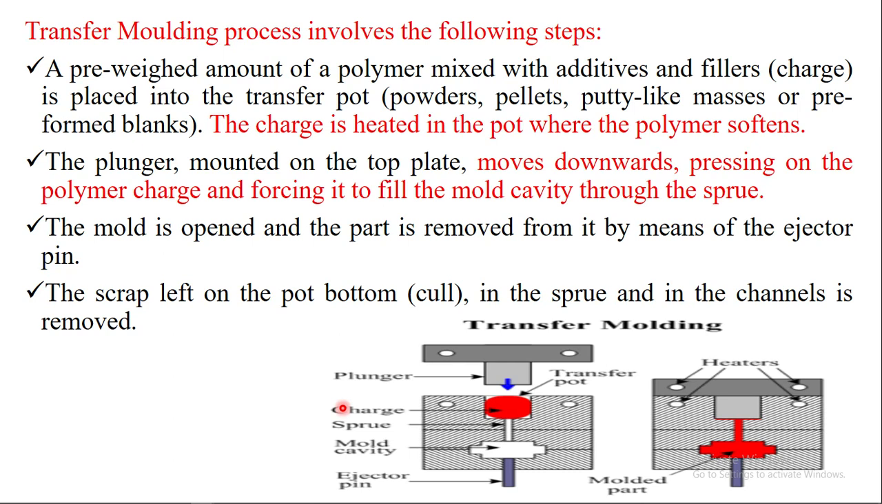The transfer molding process involves the following steps. A pre-weighed amount of polymer mixed with additive and filler is placed into the transfer pot, as powder, pellets, putty-like masses or preformed blanks. The charge is heated in the pot where the polymer softens. Second, the plunger mounted on the top plate moves downward, pressing on the polymer charge and forcing it to fill the mold cavity through the sprue.